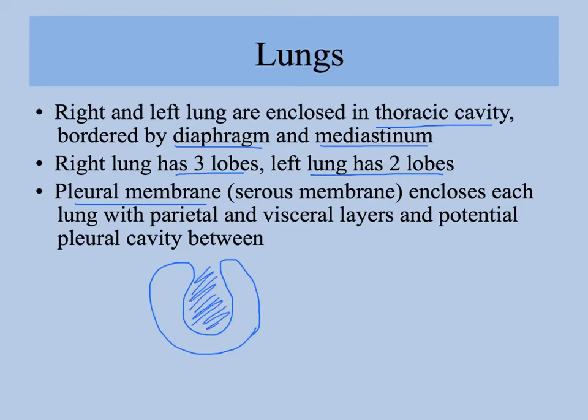This would be your lung in here, and the outermost part of that membrane is the parietal pleural membrane, because that's kind of the wall. Then this one is adhered right to the surface of the lung, and that's known as the visceral layer of the pleural membrane. And there is a potential cavity between the two.